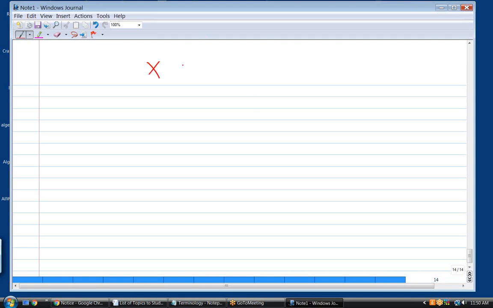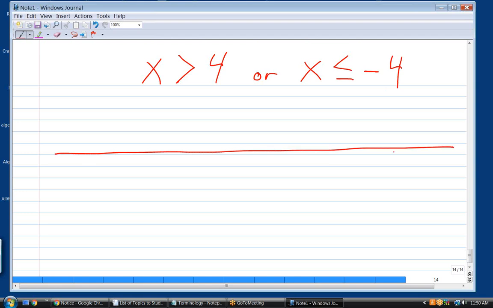Graph this for me. X is greater than 4, or x is less than or equal to -4. Okay. So for x is greater than 4, you would just draw an open dot on 4 and point an arrow to the right. And then for x is less than or equal to -4, you put an enclosed dot on -4 and point it to the left.